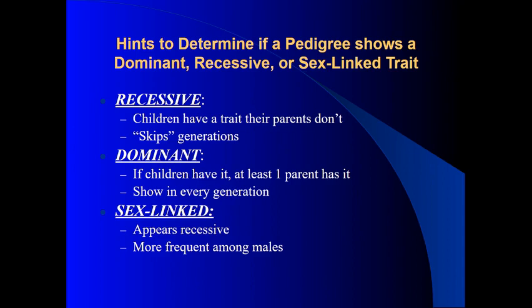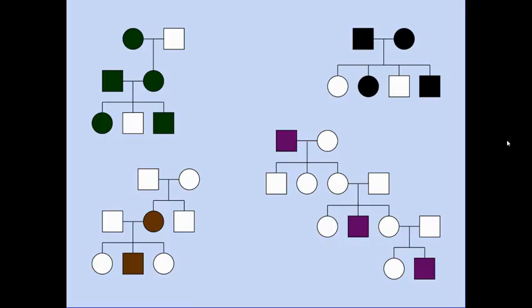And then finally, sex-linked. Sex-linked will appear recessive. So there can be kids that have the trait that their parents don't. We can see it skip generations. But one thing that sex-linked traits will often show is that more males will be affected than females. So if we use that information and we look at these 4 pedigrees, we should be able to determine their inheritance.